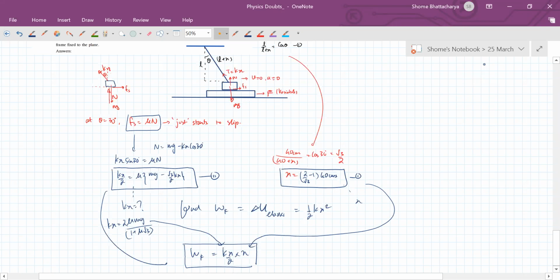Kevin, is this clear? Okay. The interesting thing in this question is we don't need to separately calculate the value of k. We can directly substitute kx by 2 mu mg over 1 plus mu root 3, and we can directly substitute the value of x.